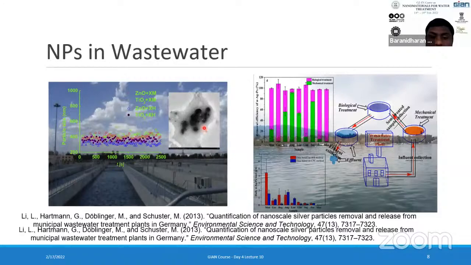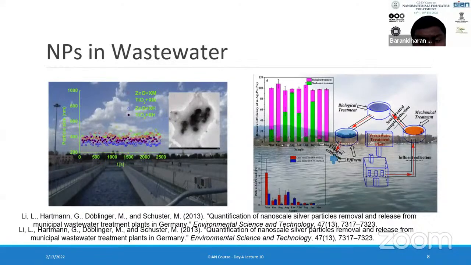And then, when looked at inside the image, or in sludge, it was also noted that these nanoparticles are there, as proof that they are in the sludge as well.